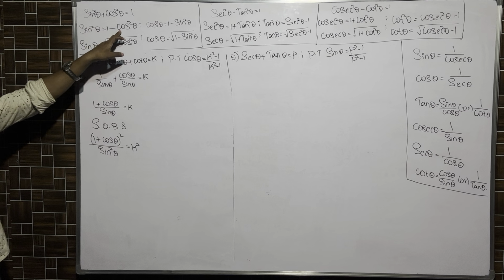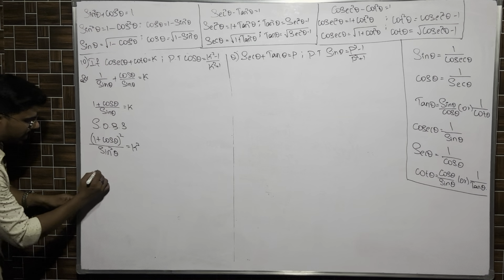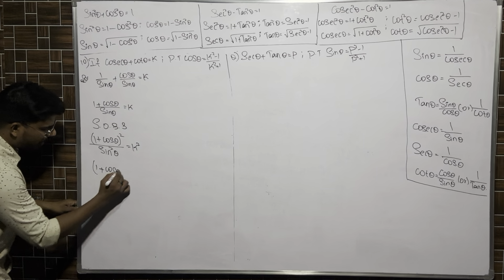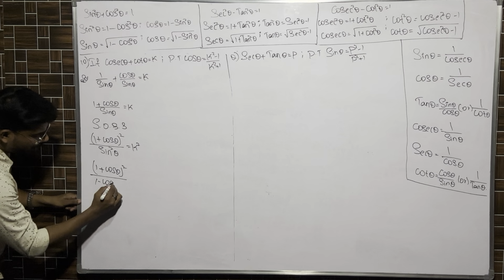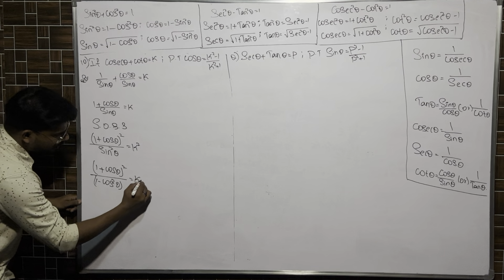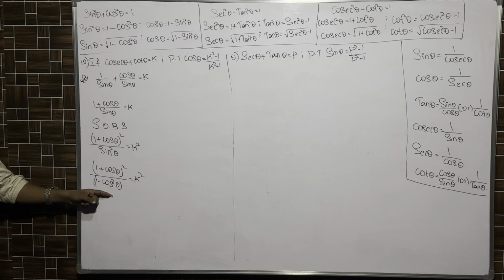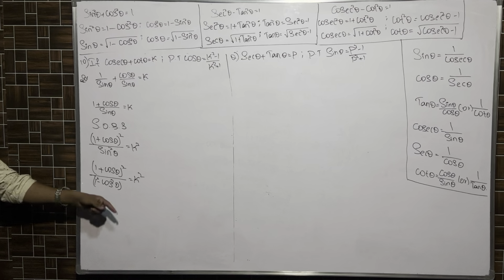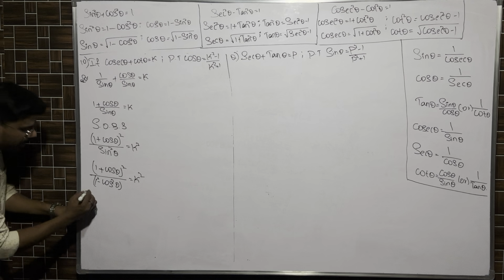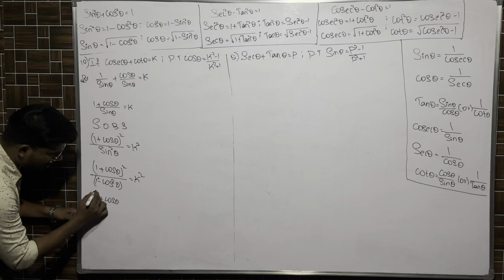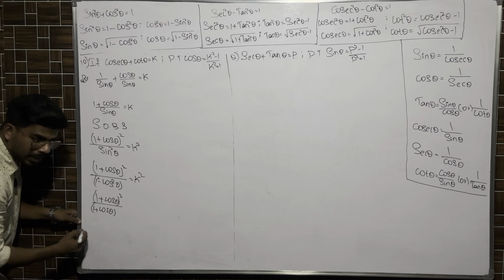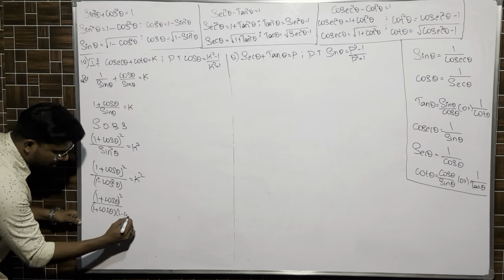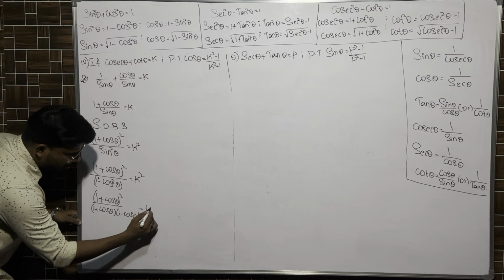Sine square, we can write as 1 minus cos square. 1 plus cos theta whole square as it is. In the denominator, sine square can be written as 1 minus cos square theta is equal to k square, right? Square is there for cos, 1 is there, minus is there in between. I already told you, put a square to 1. This is a square minus b square, a plus b into a minus b. So 1 plus cos theta whole square divided by 1 plus cos theta into 1 minus cos theta is equal to k square.